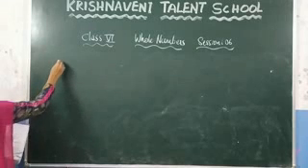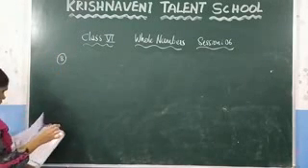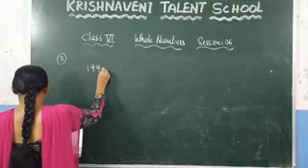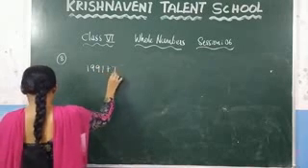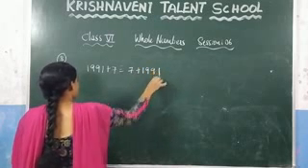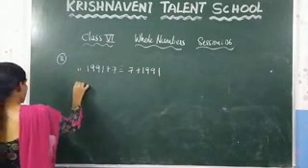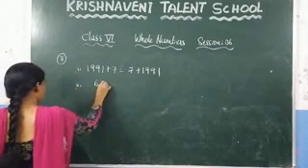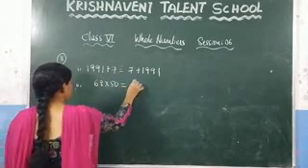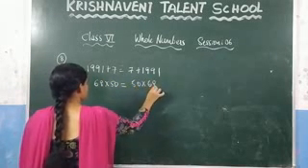You need to match the following that they have given. What is given here? The first one: 1991 + 7 = 7 + 1991. This is the first question. And the second question they have given: 68 × 50 = 50 × 68.